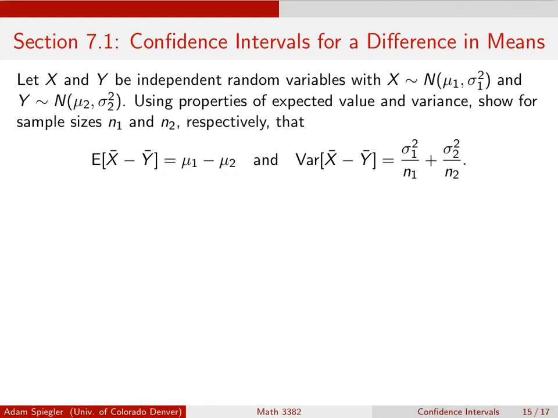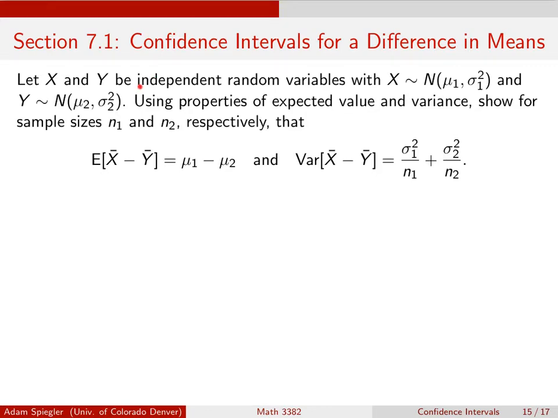Okay, so now let's take a look at what we could do if instead of trying to estimate a mean from one population, we've got two different populations and we want to estimate the difference in the means between these two populations. So we've seen plenty of problems like this in the past. So now we're going to assume that we've got two different independent random variables.